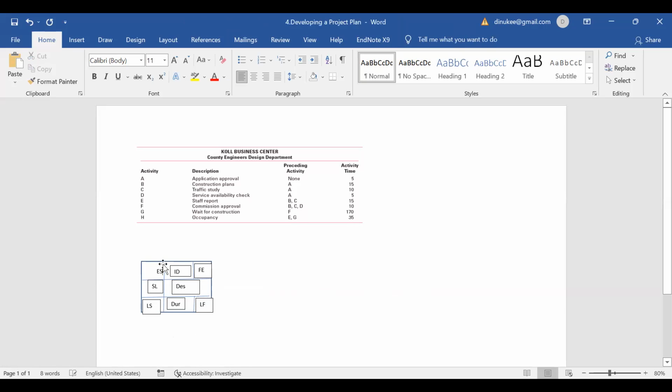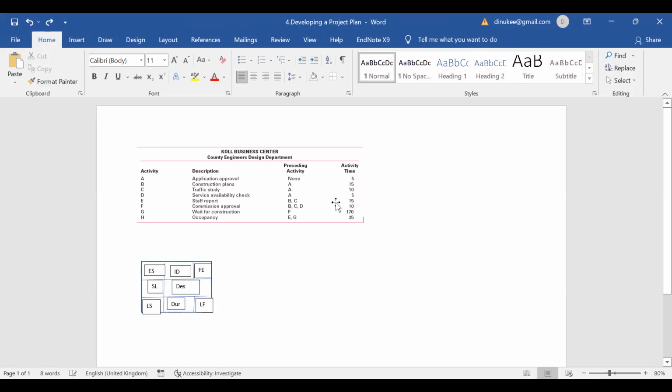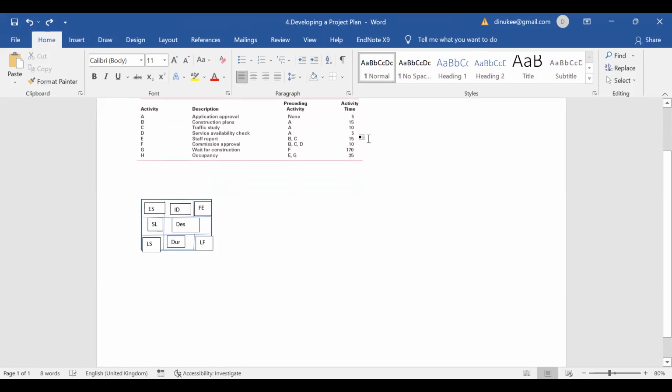So this is the legend that you have to use when you are preparing this project network. Each of these activity on node should have all these things. This is the legend that you can use, and you have to use it throughout when you are drawing this project network.